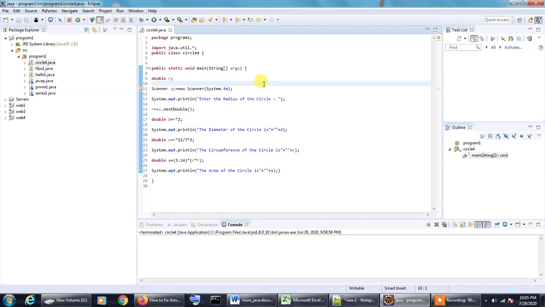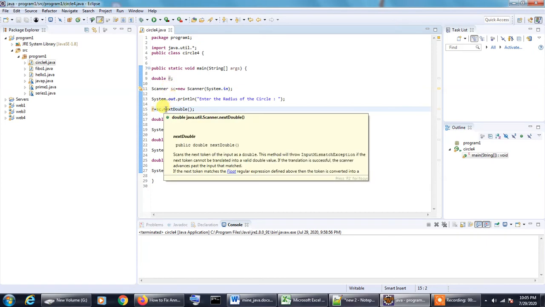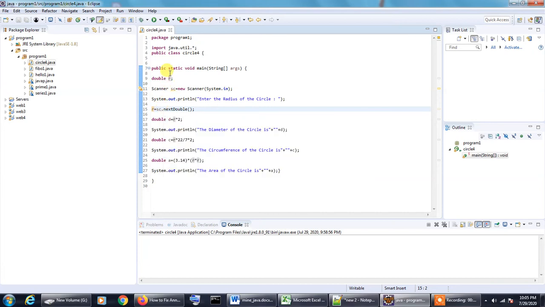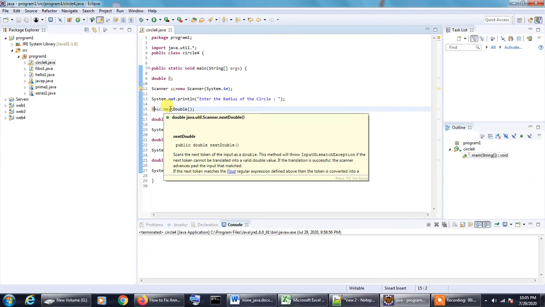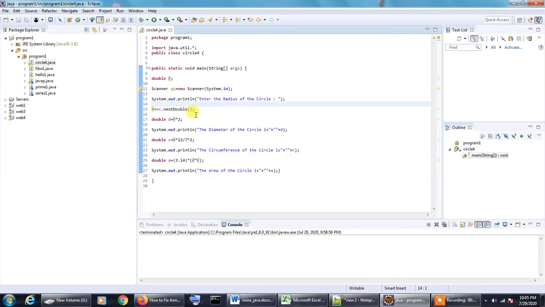Now we are accepting the value of the radius using the Scanner class, and using the Scanner class we are accepting the value using the nextDouble command. As we are taking the value of the radius as a double value, we are accepting it using the nextDouble command. Had the value of radius been an integer value, we would have used the nextInt command as we had discussed in the previous tutorial.